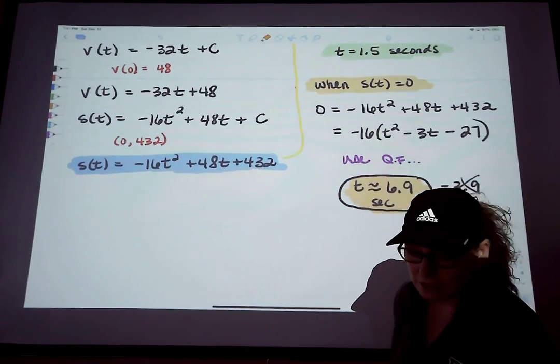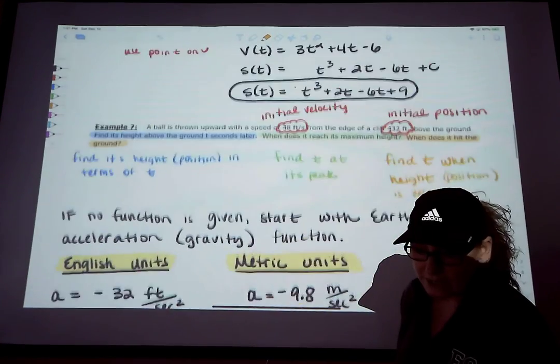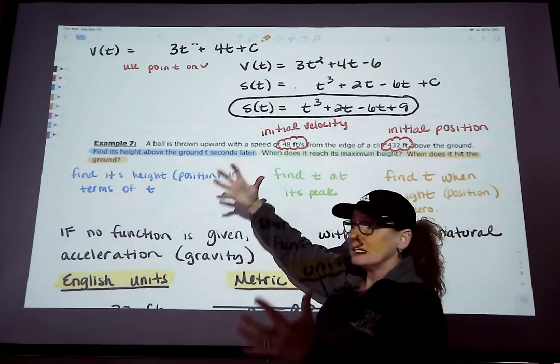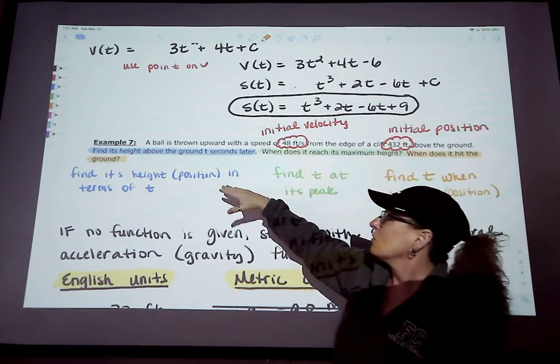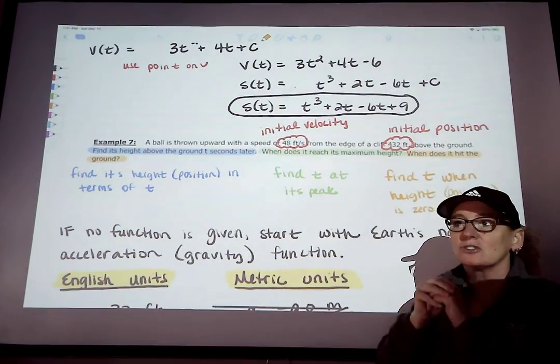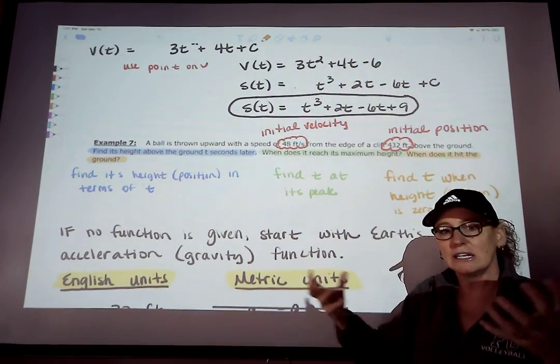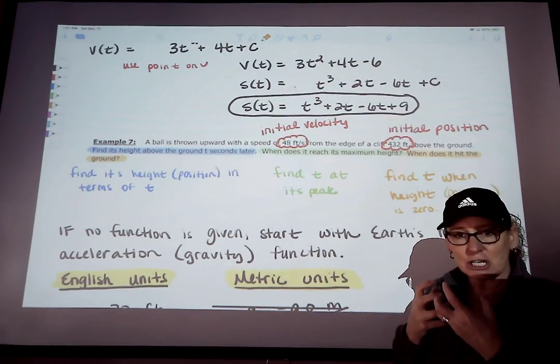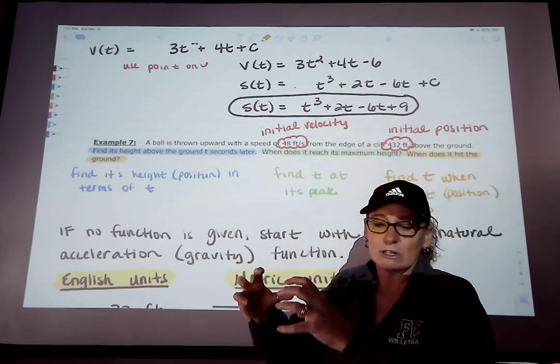Okay, again, if you need to rewind and go back and listen to me interpreting this and writing down what it all means, it is so important that you're able to read and interpret, pull out the information in the problem, and be able to figure out what it wants you to do.